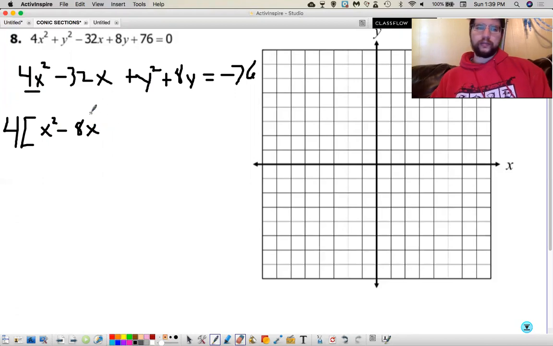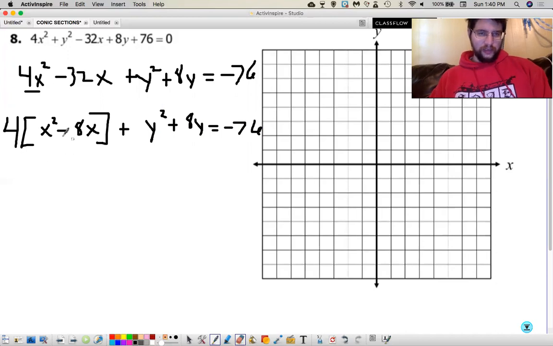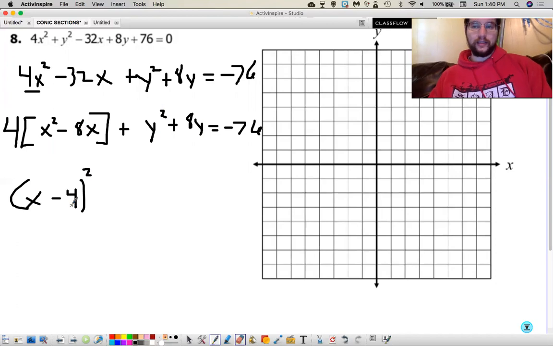And I'm going to do the shortcut. But to be able to do the shortcut, I need to make sure I don't have any coefficients in front of this squared term. This y squared is nice already, so that's good. So now, I just need to cut this thing in half. X minus 4 squared. And what did I add? I added 8 over 2 squared, which is 4 squared, which is 16.